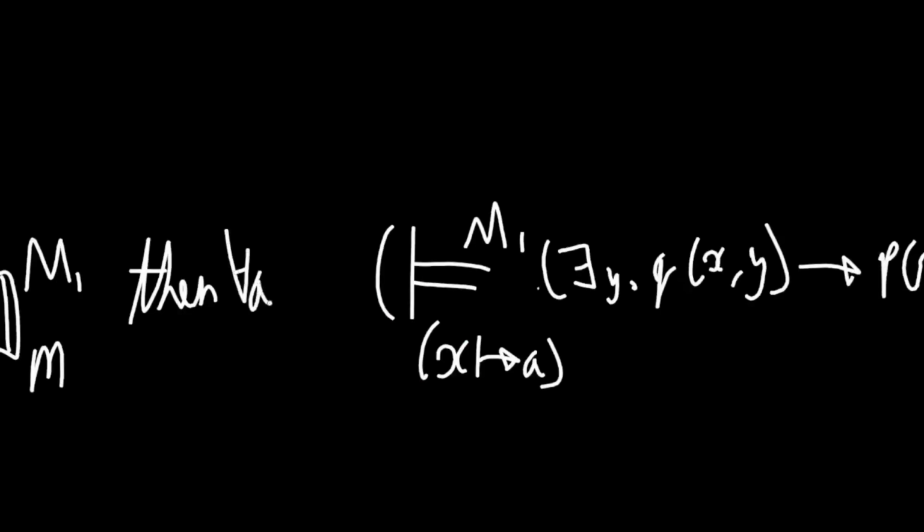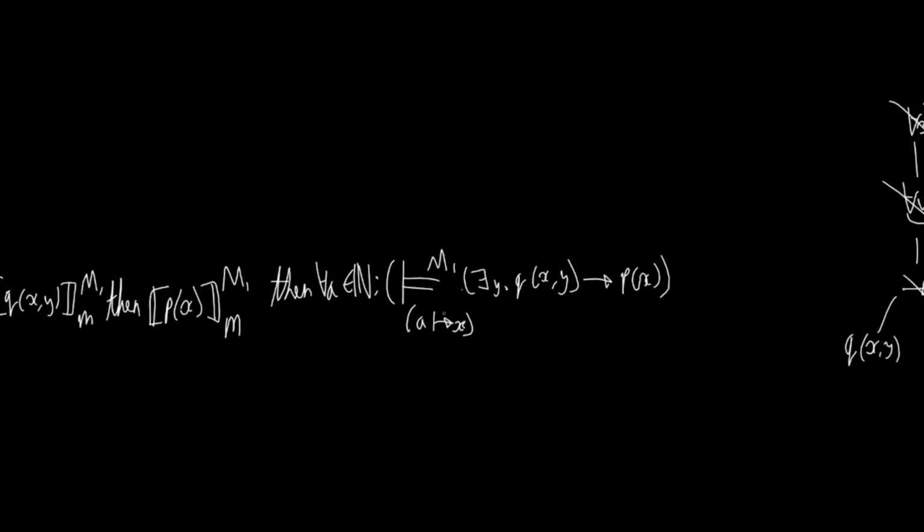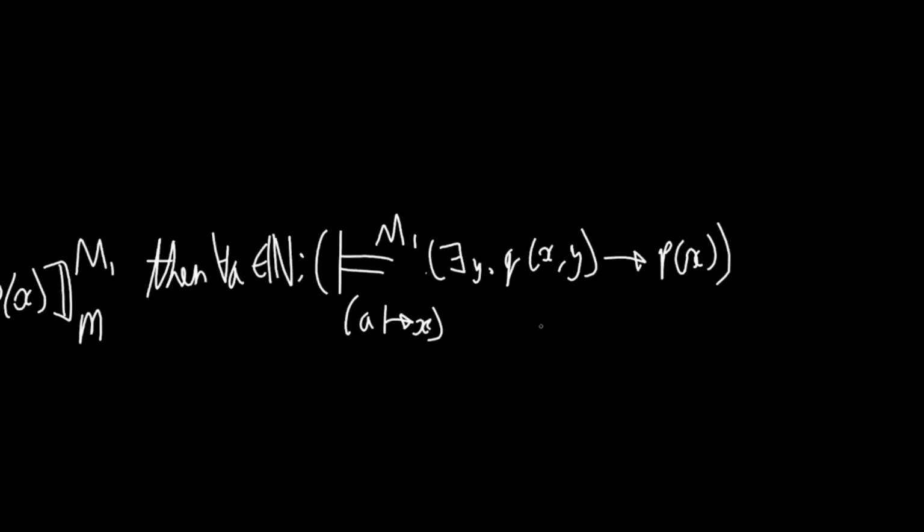For all A, or A maps to X to be in convention with the others. For all A in the natural numbers, whatever this is applies. So the for all A in the natural numbers, the conversion of there exists y such that xy, if xy then p of x. Sorry, if there exists y such that xy then p of x, and the conversion is parameterized using model 1 and A maps to x.